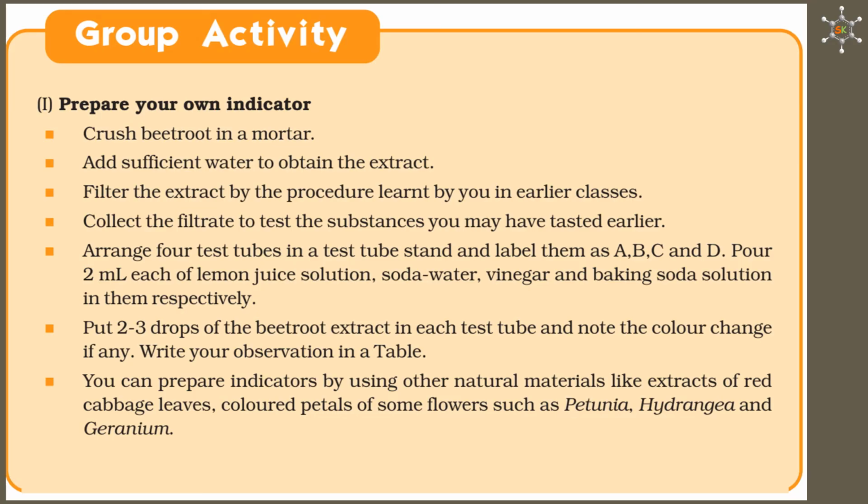This group activity is about using beetroot as a natural indicator. We have to get the beetroot extract by crushing it in a mortar and then filtering it. Then take lemon juice, soda water, vinegar and baking soda in 4 different test tubes and add 2 to 3 drops of beetroot extract into it and observe the color change.